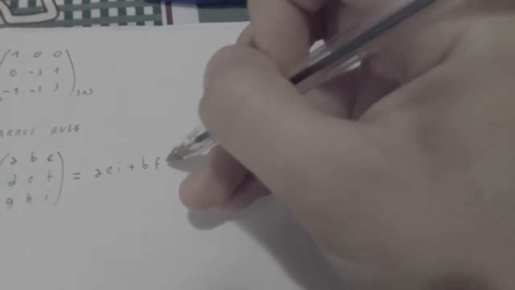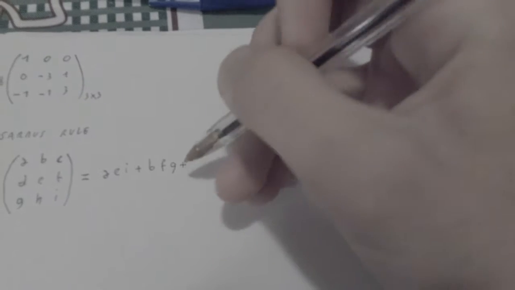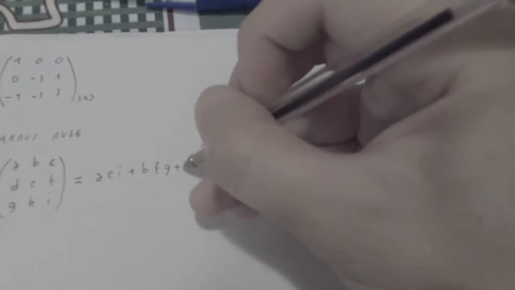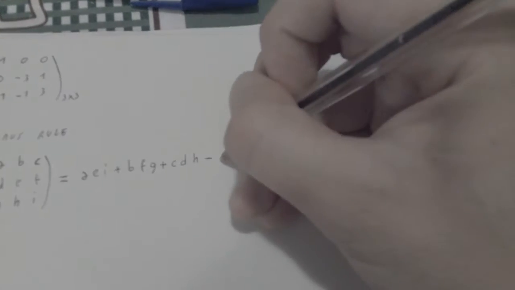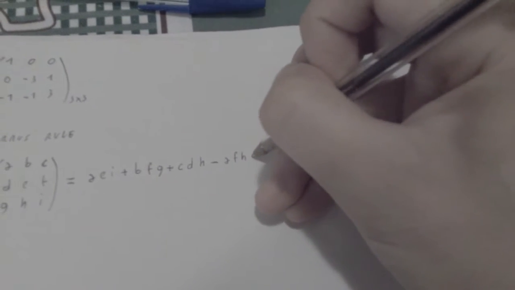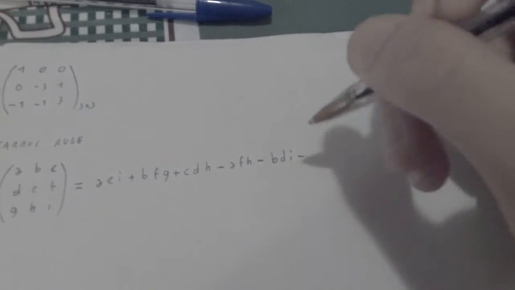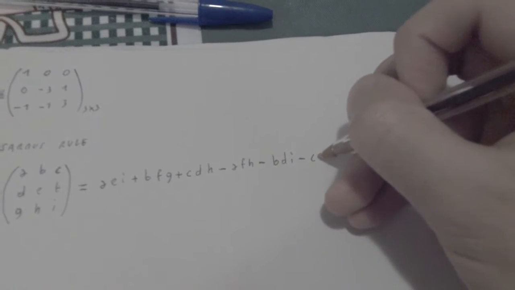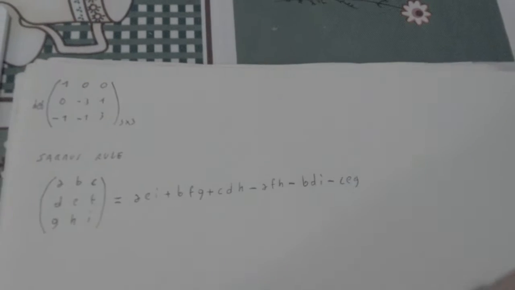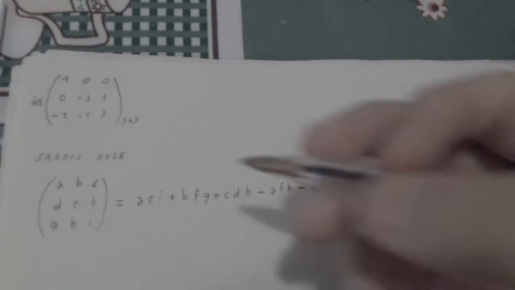So the determinant of this matrix using the Sarrus rule is going to be the first diagonal, which is A, E, I, plus B, F, G, plus C, D, H, minus A, F, H, minus B, D, I, minus the other diagonal, which is C, E, G. I'm going to use color, trying to make it look a little bit better, like so.